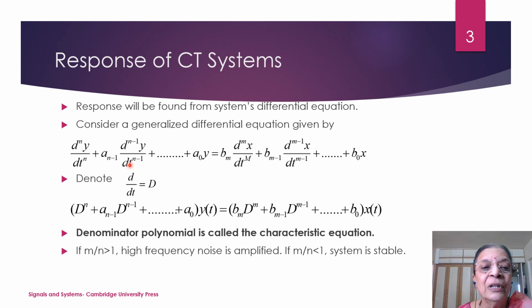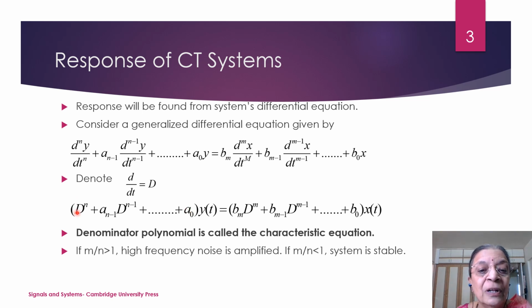Now we will represent d/dt as a differential operator, capital D. So this equation will transform to (D^n plus a_{n-1} D^{n-1} plus ... plus a0) y(t) is equal to (b_m D^m plus b_{m-1} D^{m-1} plus ... plus b0) x(t). Now when I write y(t) divided by x(t), I will have this term in the numerator and this particular term in the denominator.